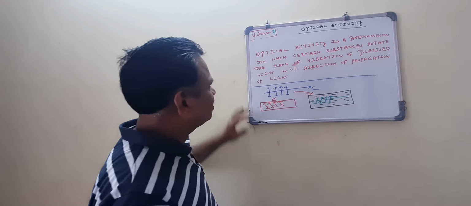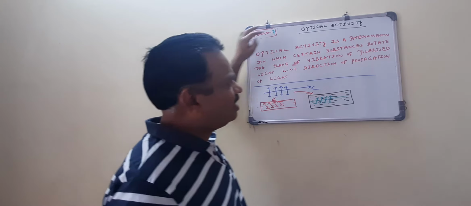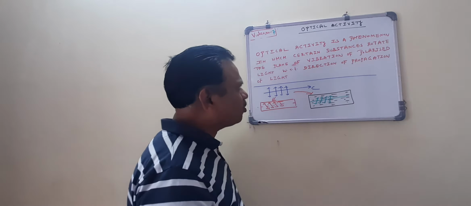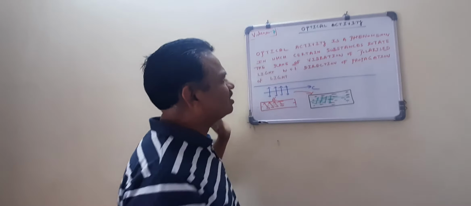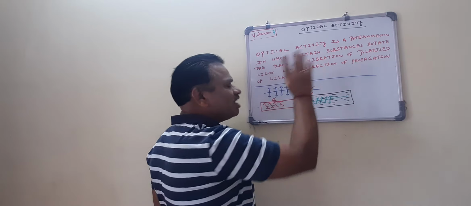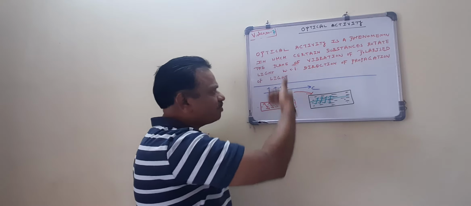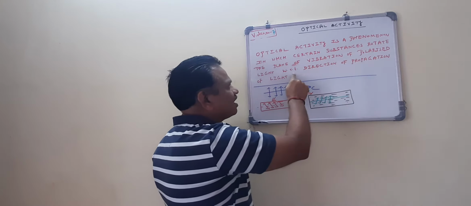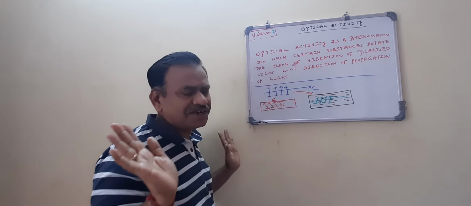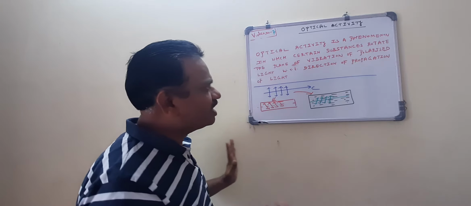Now I will define it. Optical activity is a phenomenon. It is a process. It is a phenomenon. It is a property in which certain substances rotate the plane of vibration of polarized light with respect to the direction of propagation of light. What is the meaning here?